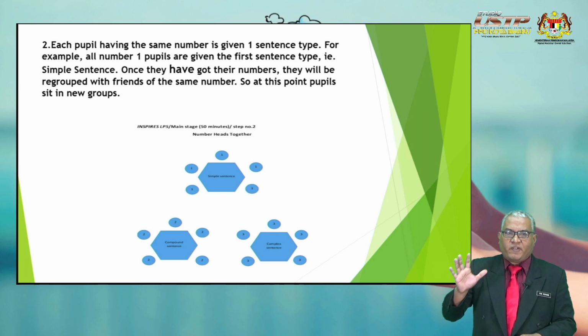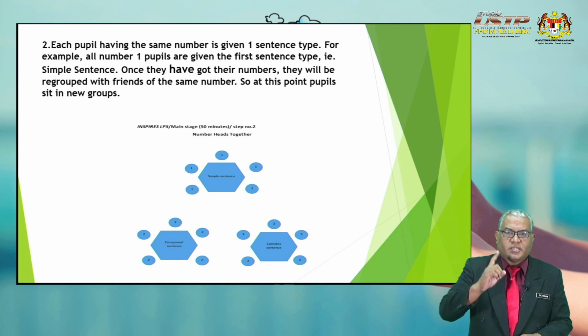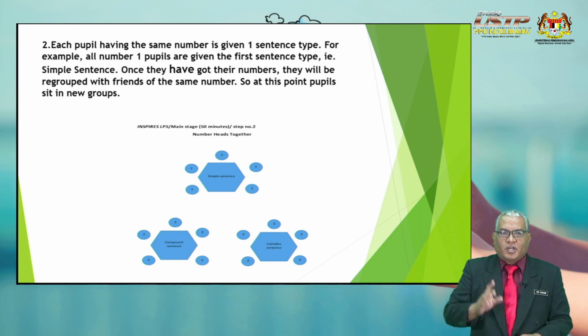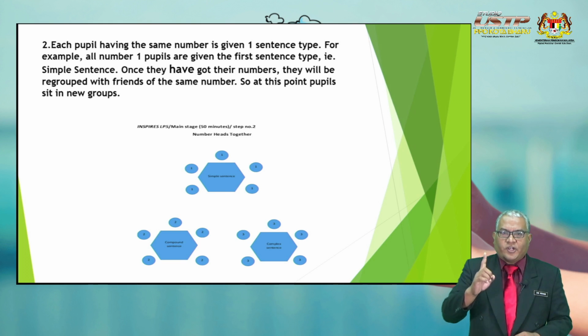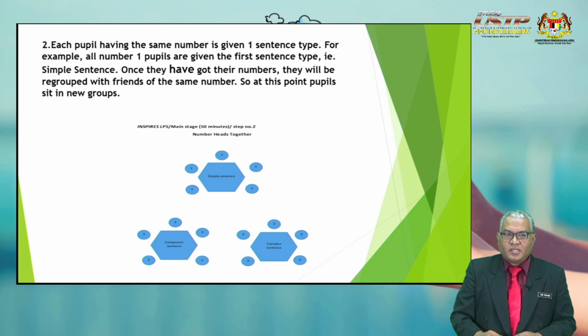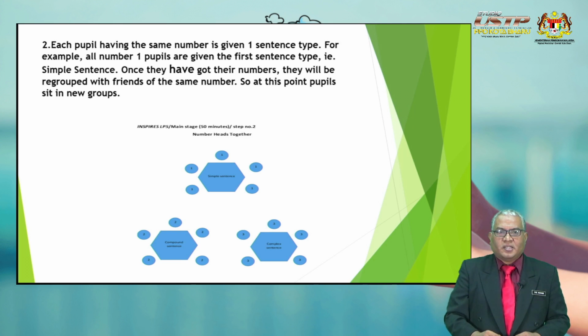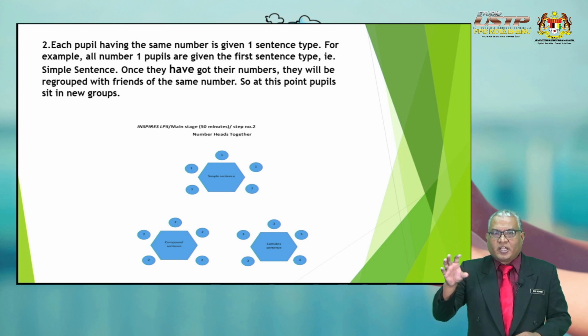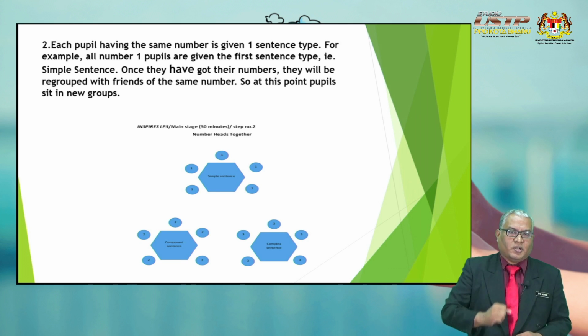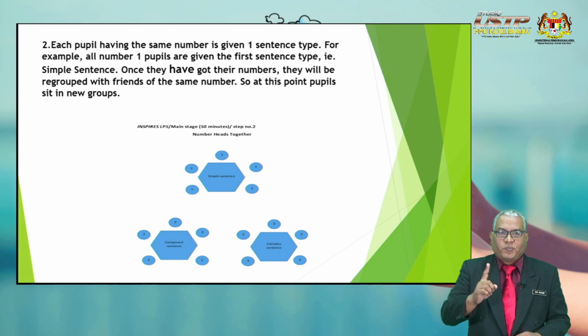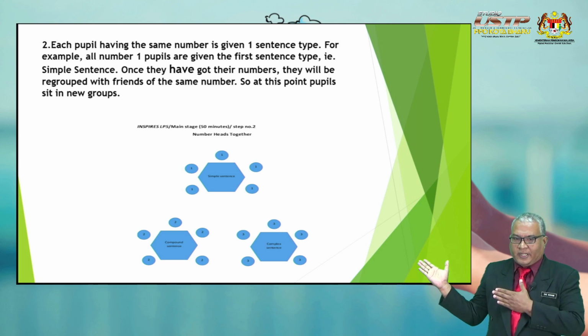Each pupil having the same number is given one sentence type. For example, all number 1 pupils are given the first sentence type, for example, simple sentence. Once they have got their numbers, they will be regrouped with friends of the same numbers. So at this point, pupils sit in new groups. These are the diagrams.